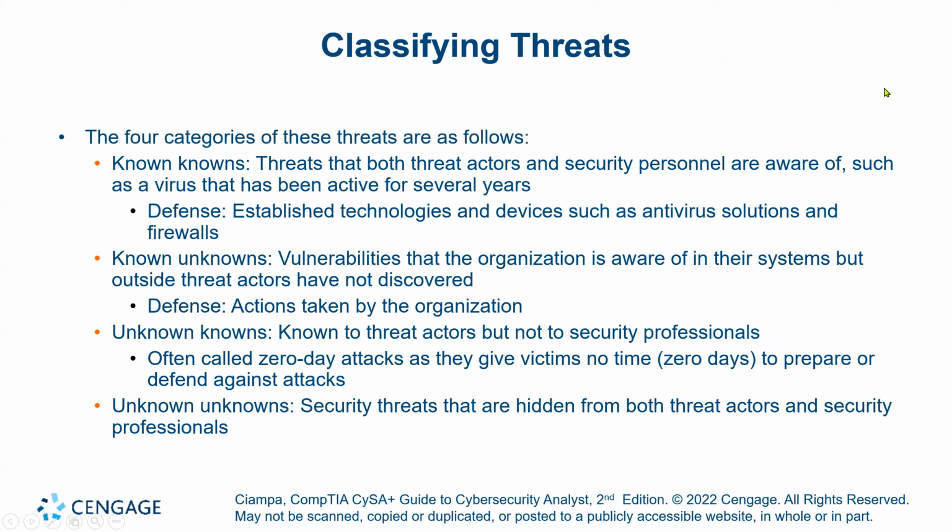So classifying threats. The 4 categories of these threats are as follows: known knowns, threats that both threat actors and security personnel are aware of, such as a virus that has been active for several years; defense, established technologies and devices such as antivirus solutions and firewalls; known unknowns, vulnerabilities that the organization is aware of in their system, but outside threat actors have not discovered; defense, actions taken by the organization.